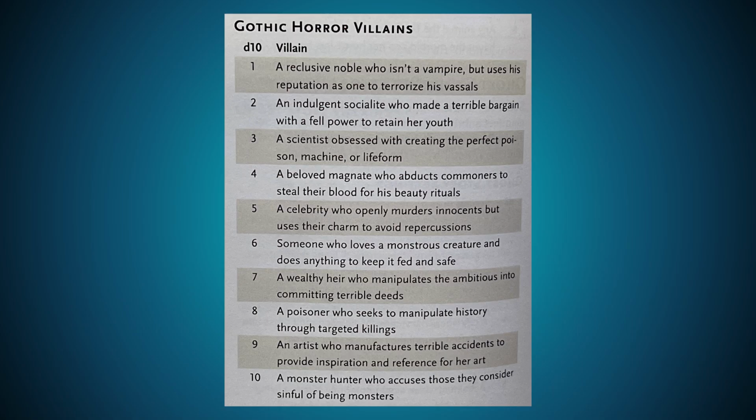A reclusive noble who isn't a vampire, but uses his reputation as one to terrorize his vassals. An indulgent socialite who made a terrible bargain with a fell power to retain her youth. A scientist obsessed with creating the perfect poison, machine, or life form. A beloved magnate who abducts commoners to steal their blood for his beauty rituals. A celebrity who openly murders innocents but uses their charm to avoid repercussions.